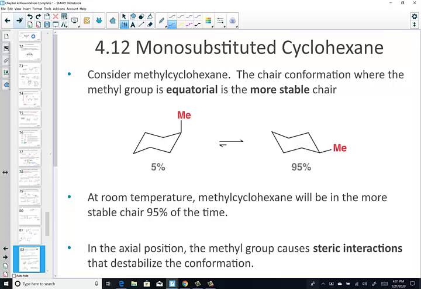When we consider methyl cyclohexane, the chair conformation where the methyl group is in the equatorial position is the more preferred conformation, the more stable conformation, simply because we have less steric hindrance. Remember that we might not see it, but up here at position 3, let's call this carbon 1, carbon 2, carbon 3. Even though they're not drawn, we know that there's hydrogens there, and hydrogens take space. And even though this isn't drawn, we know it's there.